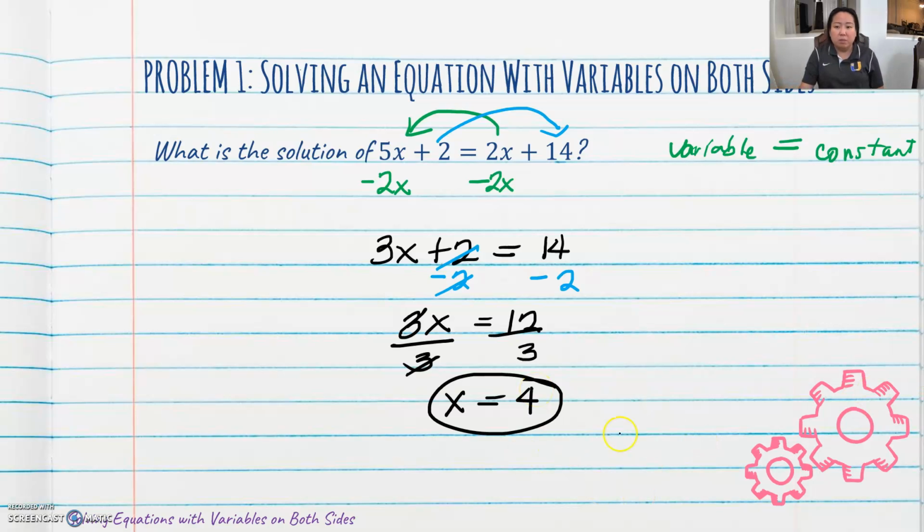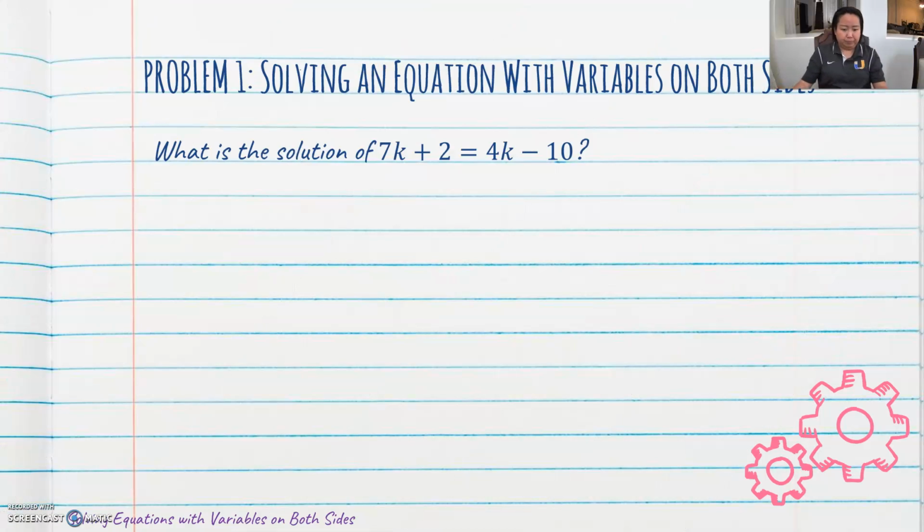So just always remember, all the variables need to be on just one side of the equation, and all the constants need to be on the other side. That's your main goal when you are solving equations with variables on both sides. So let's have the next example.